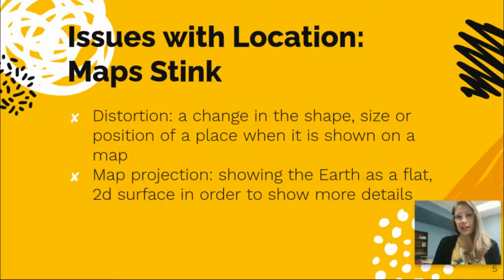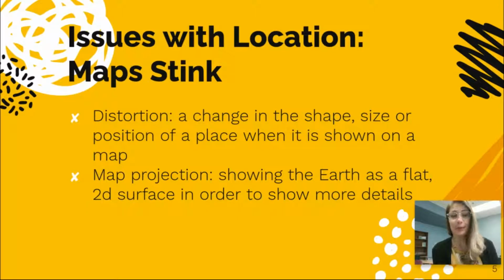So there's lots of issues with location, and the main one is that maps stink, just to put it nicely. So maps tend to be distorted. Distortion is a change in the shape, size, or position of a place when it is shown on a map. We know from our study in APEX that there is no precise way to take a 3D map or a globe and turn it into a 2D projection, right? There's going to be some sort of distortion no matter what.